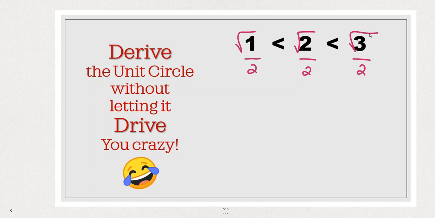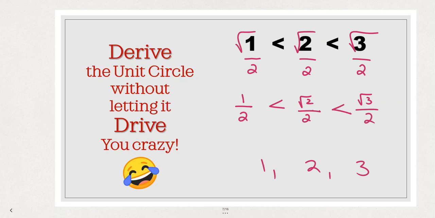I still don't change that inequality when I square root the numerators. The square root of 1 is still just 1. So I have that 1/2 is less than the square root of 2 over 2, which is less than the square root of 3 over 2. It's as easy as 1, 2, 3.